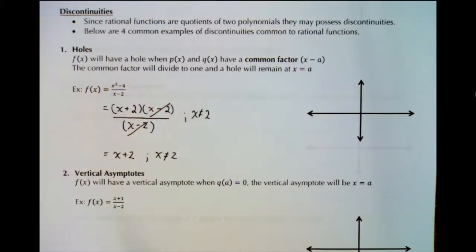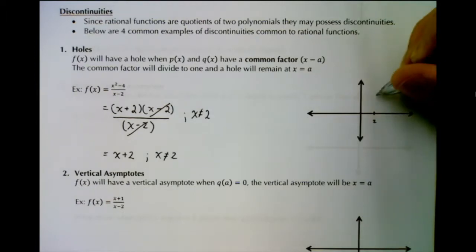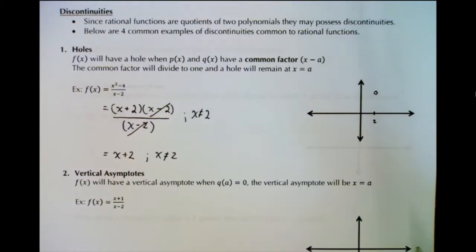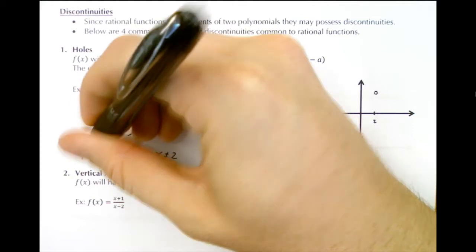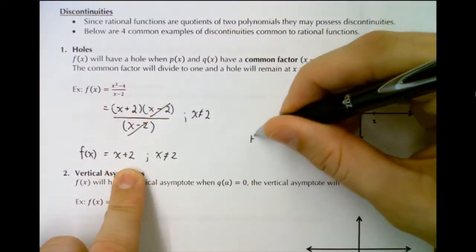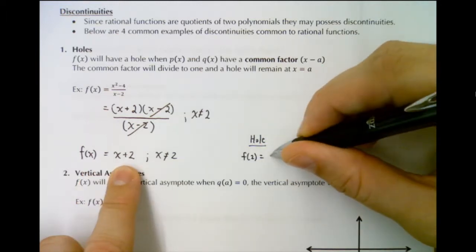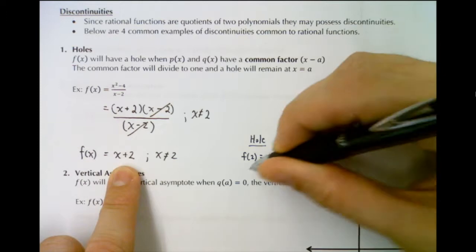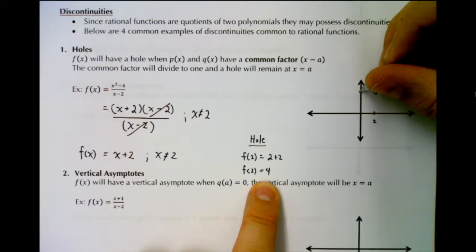At this value 2, we'll have a hole. So on our graph, at 2, we would have a hole at some y value. To figure out what the y value is, we would plug in 2 to our new equation of our rational function, which is f of x equals x plus 2. So to find our hole, we would say, what is f at 2? Well, that would be 2 plus 2, which is 4. We know x can't equal 2, but when it does, we have a hole at 4.